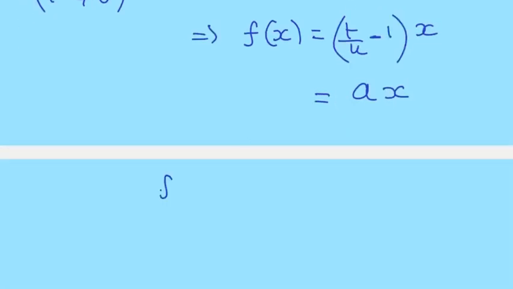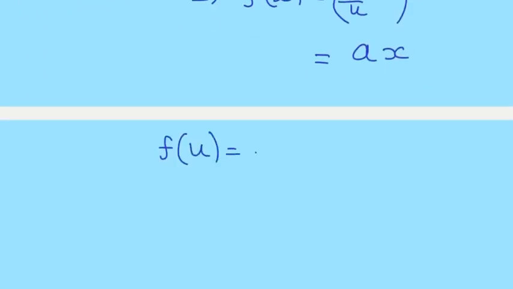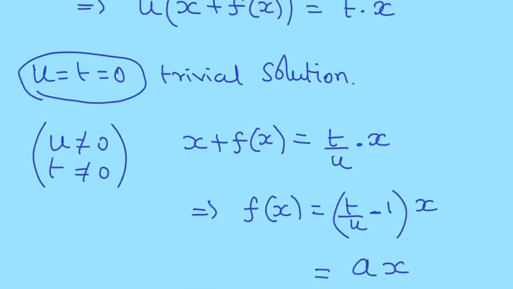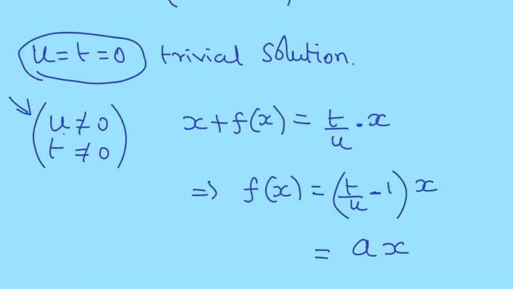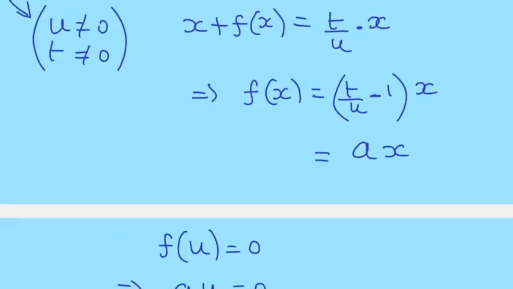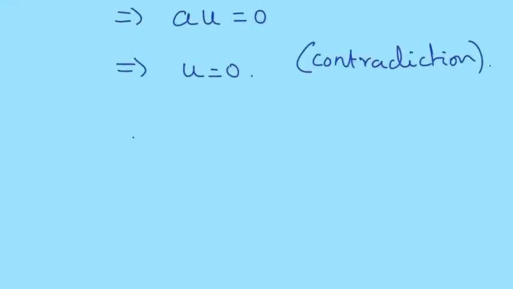So let us find, and we have noted earlier that f of u is equal to 0. Let us consider that f of u is equal to 0. This means a into u is equal to 0, since f of x is equal to ax. Since a is not equal to 0, u is equal to 0. But this is a contradiction, because we have assumed that u is not equal to 0, right? So this is a contradiction. Therefore this assumption is wrong, and u and t must be equal to 0. Therefore u is equal to 0 and t is equal to 0.